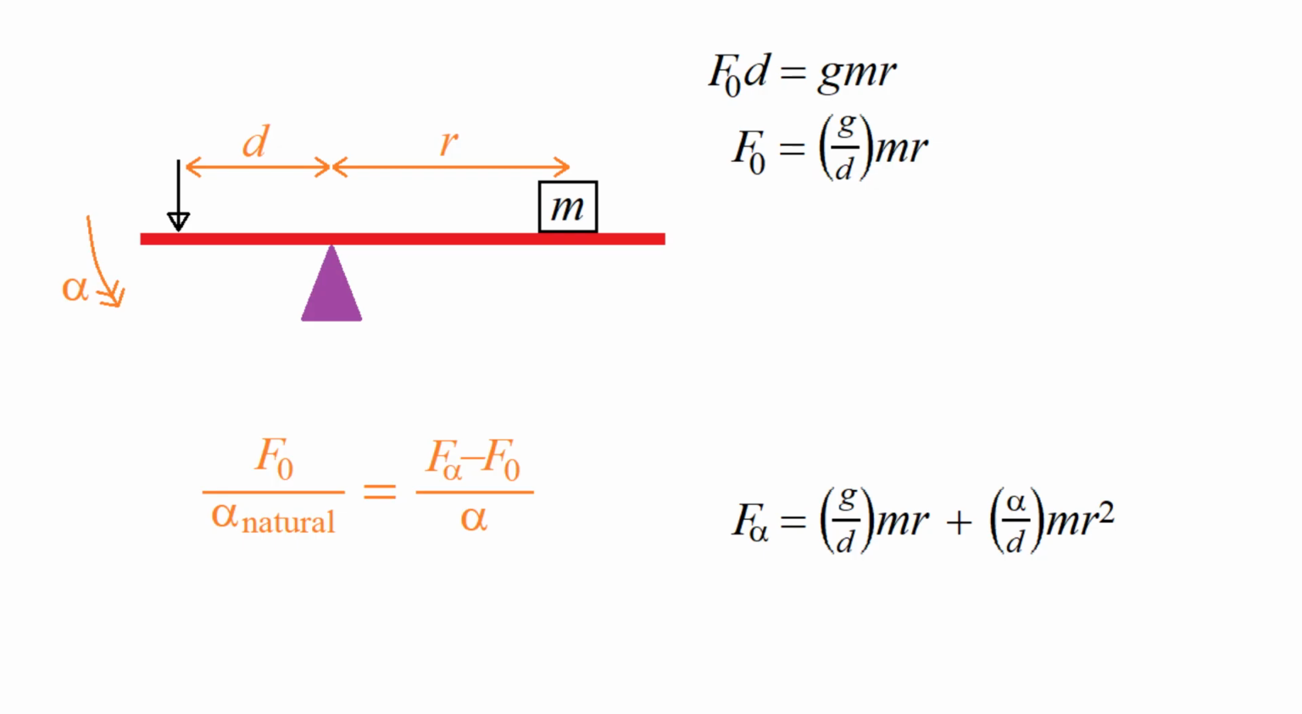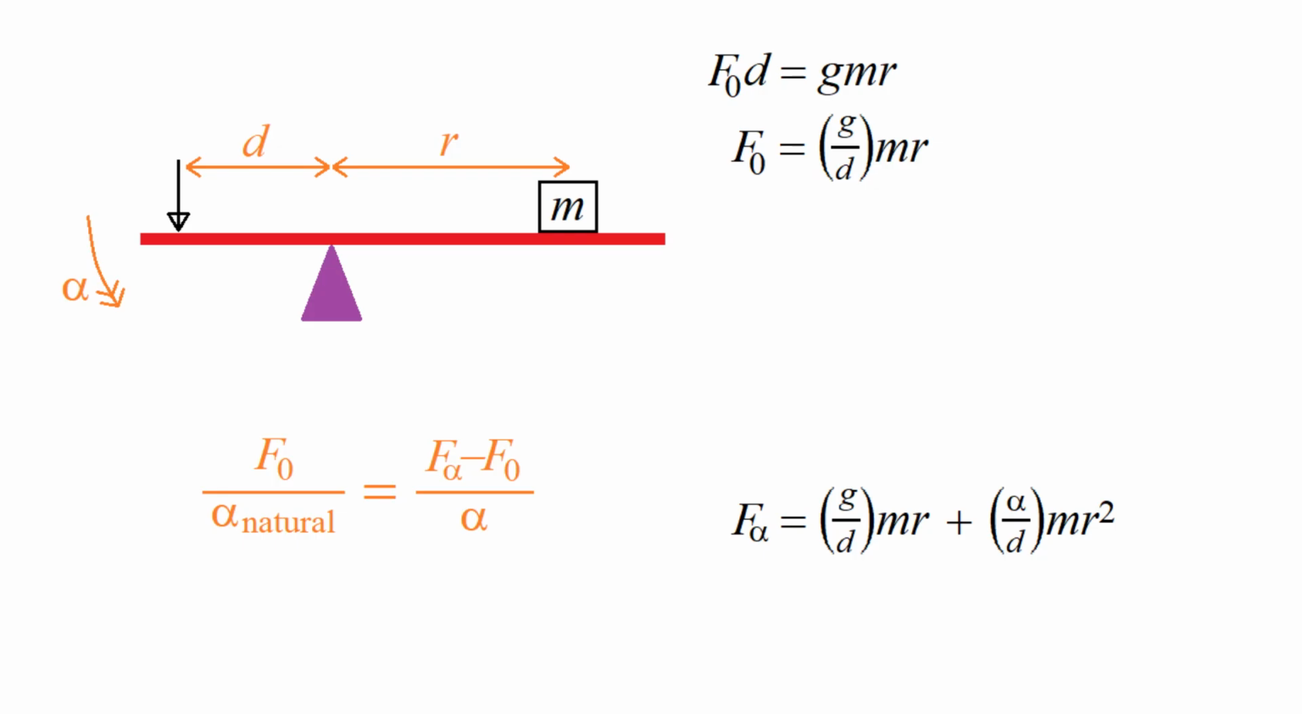Now, you might be thinking, hold on, isn't this precisely a representation of the wrong intuition that led us to believe that F alpha should be proportional to F0? Well, here's the thing. The natural downward acceleration in the previous setup was simply the constant g, which has no dependence on any other parameters of the setup. But what about in the case of the lever?